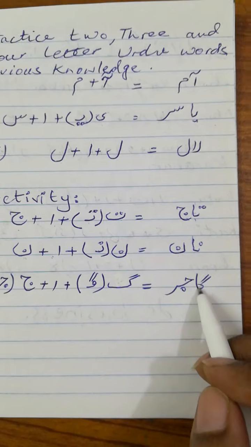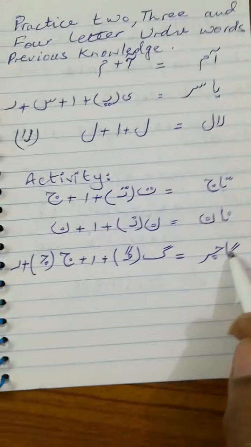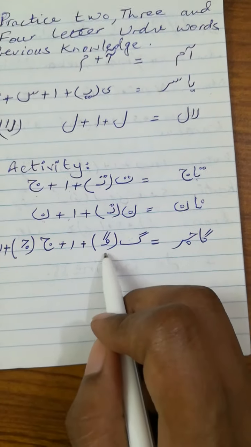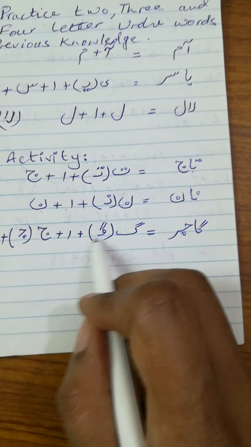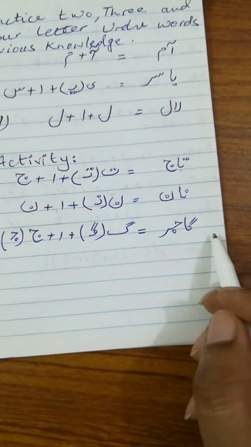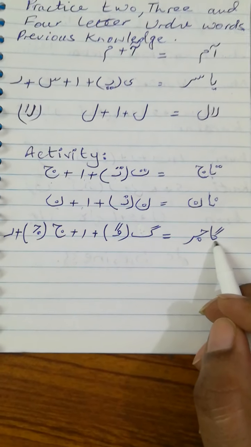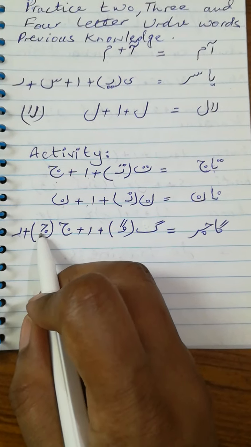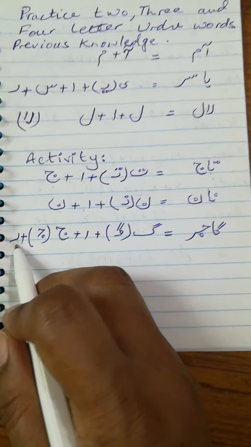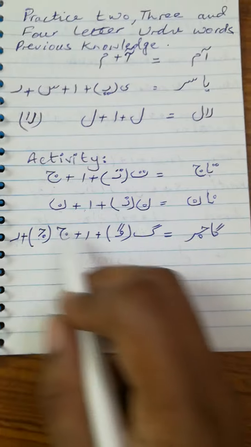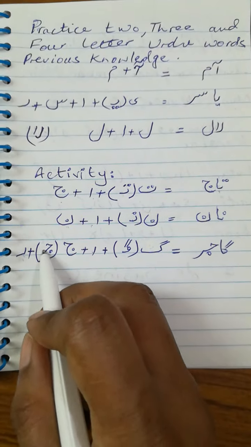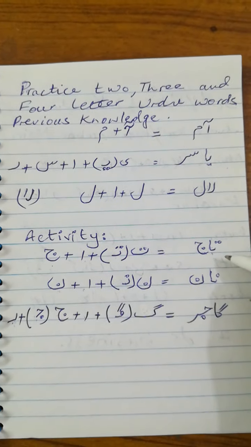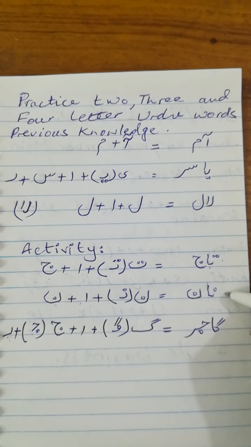And the next word is Gajar. Gaf, Alif Ga, Jim Re Jar, Gajar. This is Gaf. This is the short form of Gaf, which is going to join with Alif to form Ga, and Jim and Re. This is the short form of Jim, which is going to join with Re. Gajar. So these are the three words that we are going to practice today: Taj, Naan, Gajar.